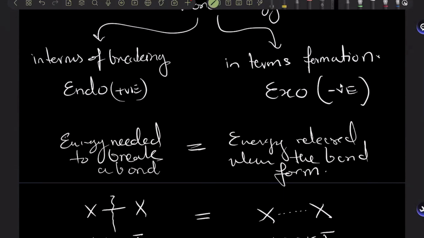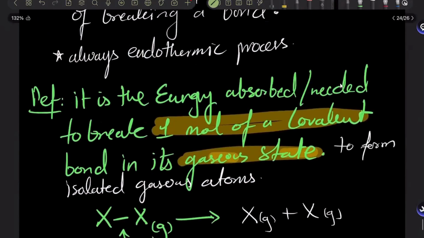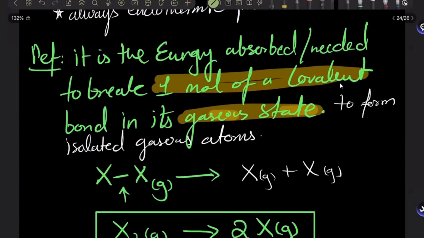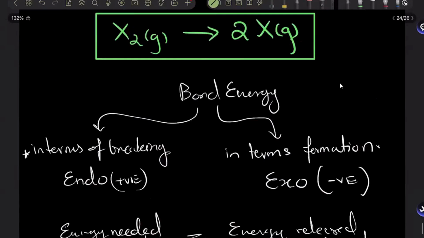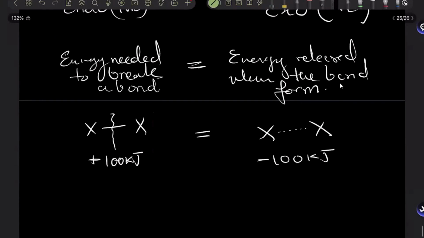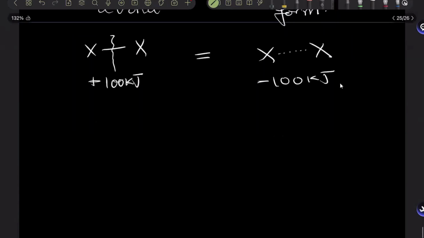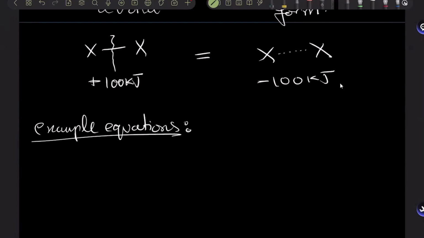So you have to remember that in our syllabus, it is always defined in terms of breaking. You always define it as the energy needed to break a bond. And all the values, even in our data tables, are positive. That means they're all for breaking the bonds. Now let's write some example equations for bond energy. If I want to write the equation for the bond energy of chlorine, how do I write that?